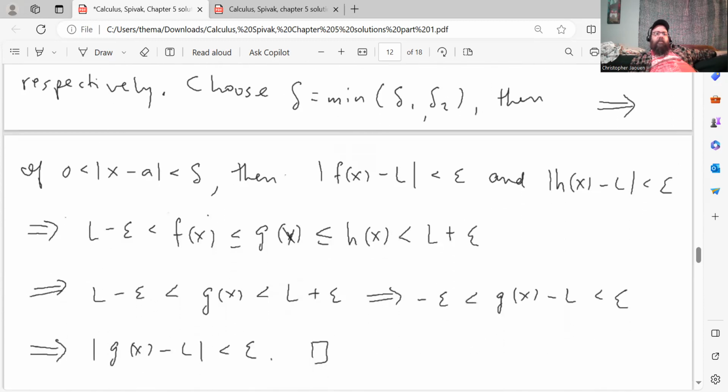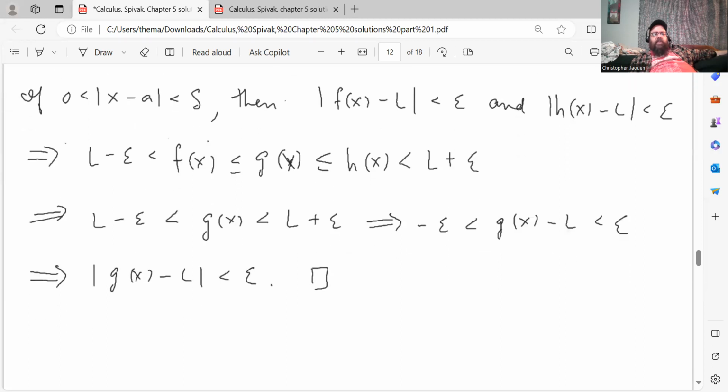Okay, then if 0 is less than absolute value x minus a less than delta, then this is less than epsilon, this is less than epsilon, and that implies that L minus epsilon is less than f of x is less than L plus epsilon. Same thing for h of x. So we get this string of inequalities: L minus epsilon less than f of x less than or equal to g of x less than or equal to h of x less than L plus epsilon.